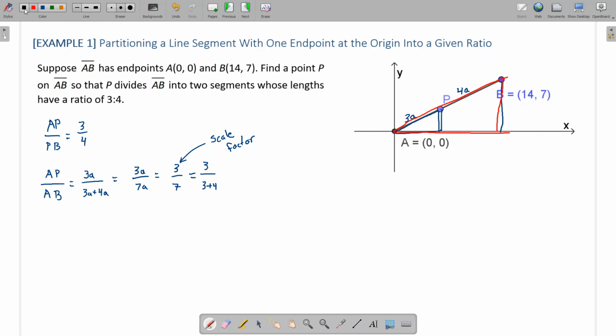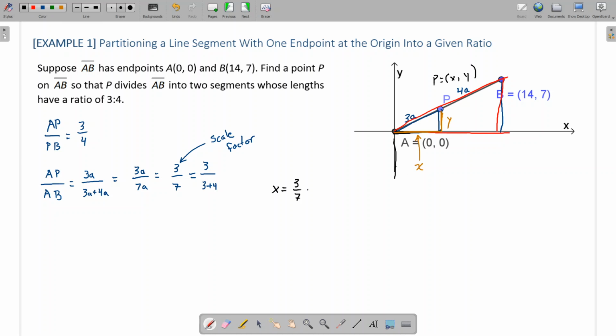Now, our goal is to get the coordinates for P. Let's say that P has the coordinates X and Y. One way to think about that is that X is the length of this segment right here, and then this is the Y value. If this is the scale factor, then what that tells us is that X would have to be 3/7 multiplied by this segment here at the bottom, multiplied by this length.